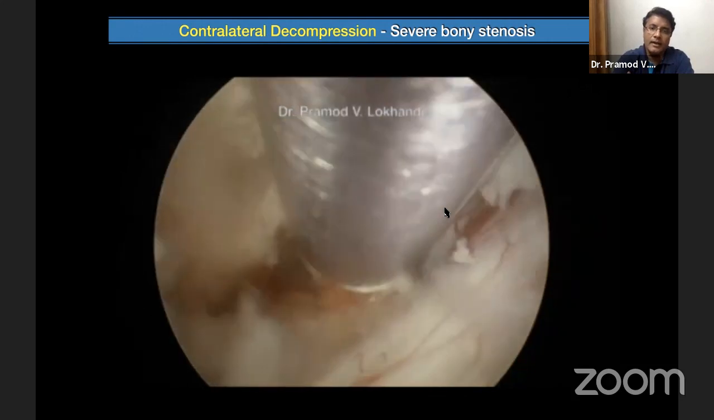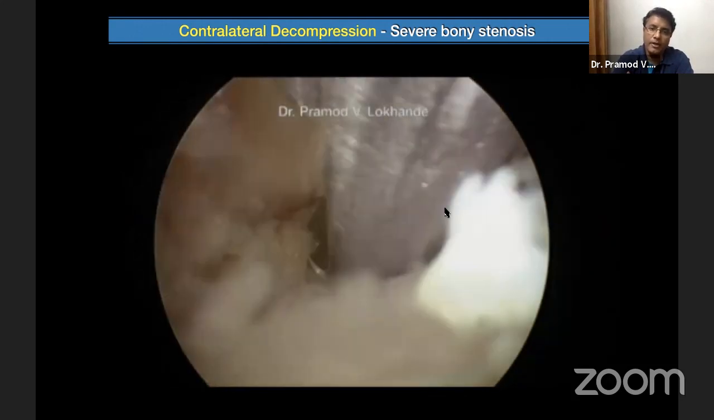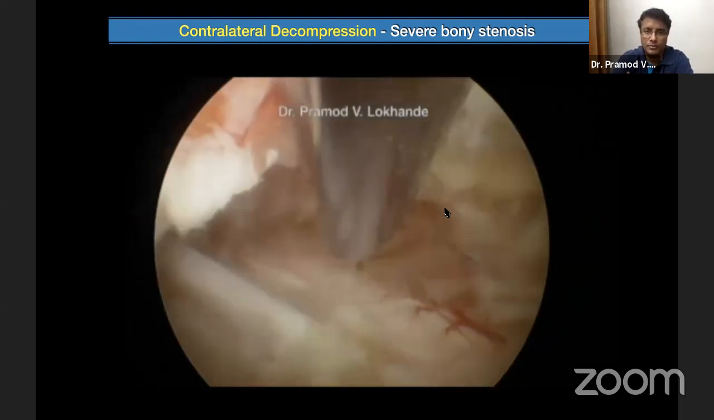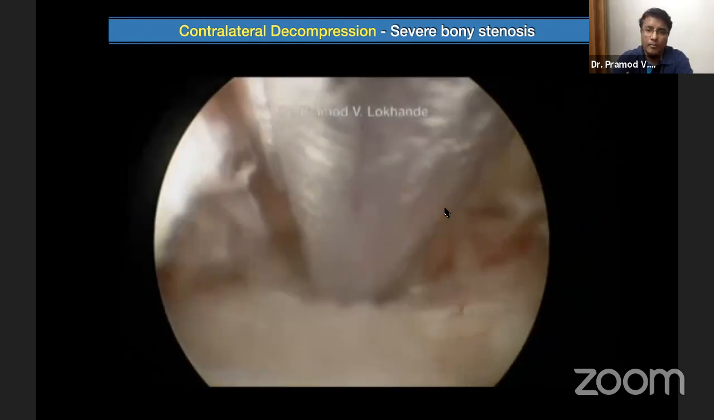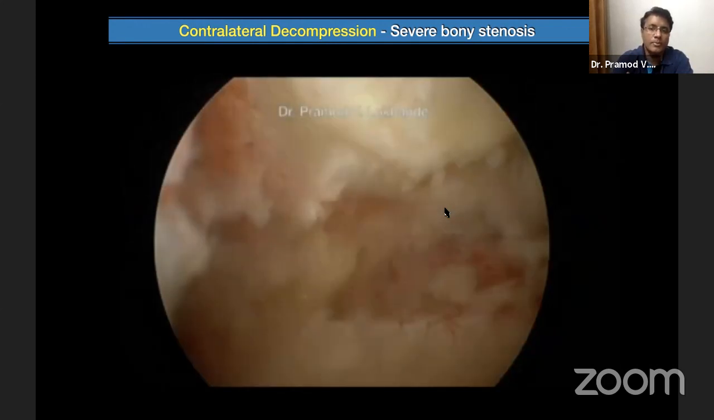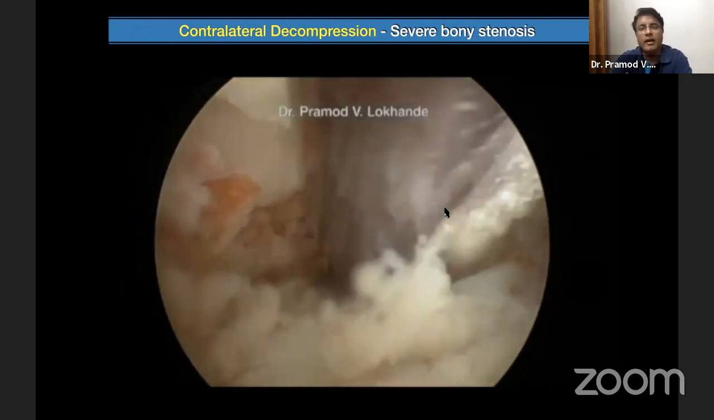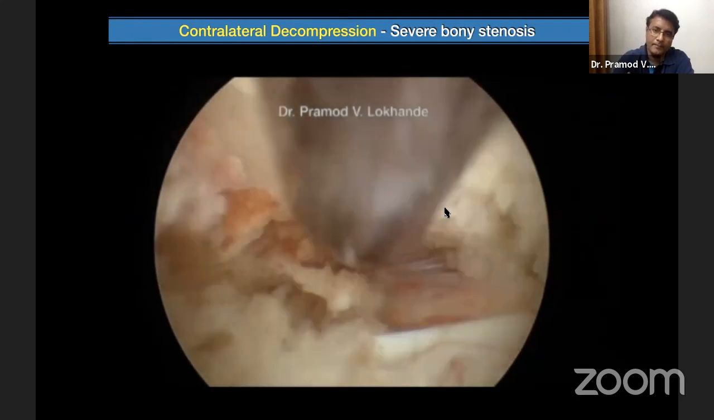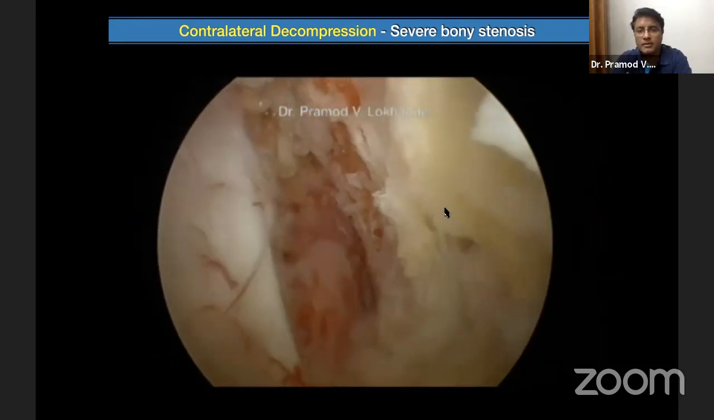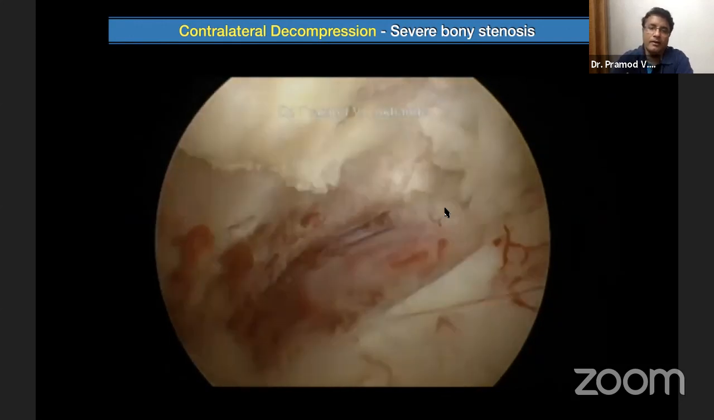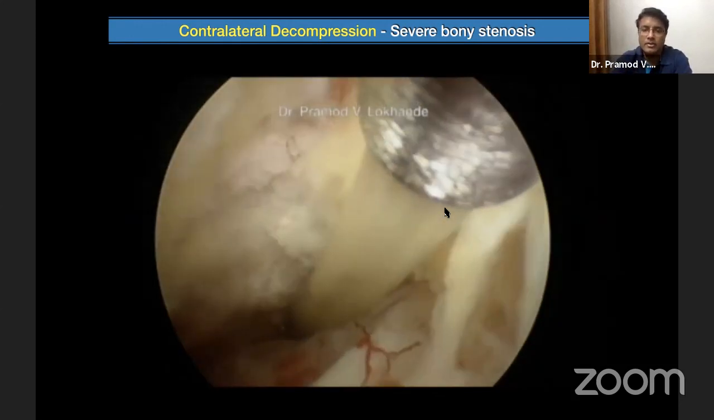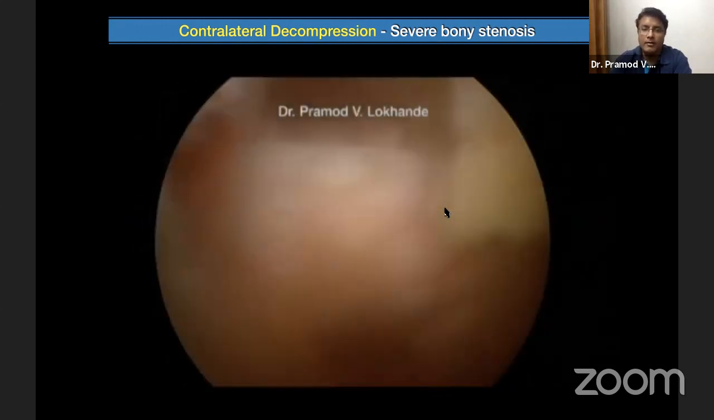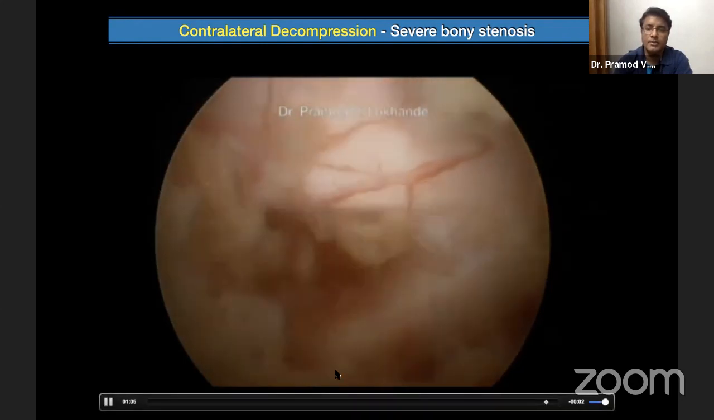So the thinned out facet again is removed with the help of a Kerrison punch till you visualize the lateral border of the opposite nerve root. So it is always from the lateral border of the nerve root to the lateral border of the ipsilateral nerve root. You don't have to remove the facet flush to the medial margin of the pedicle most of the times. Even if you expose the nerve root, see the lateral border of the nerve root very well, and that indicates that the nerve root has to be mobilized completely like this. And this indicates complete contralateral decompression. This is the dural sac, and this is the ipsilateral nerve root here.